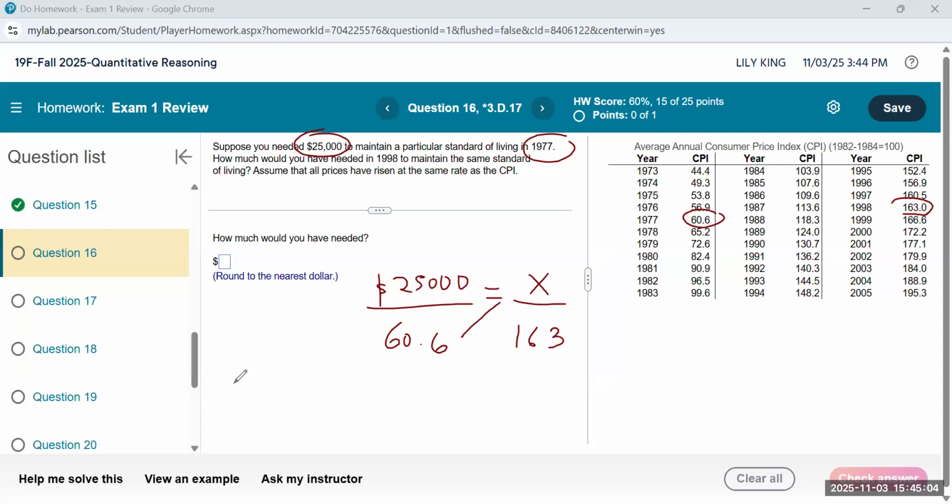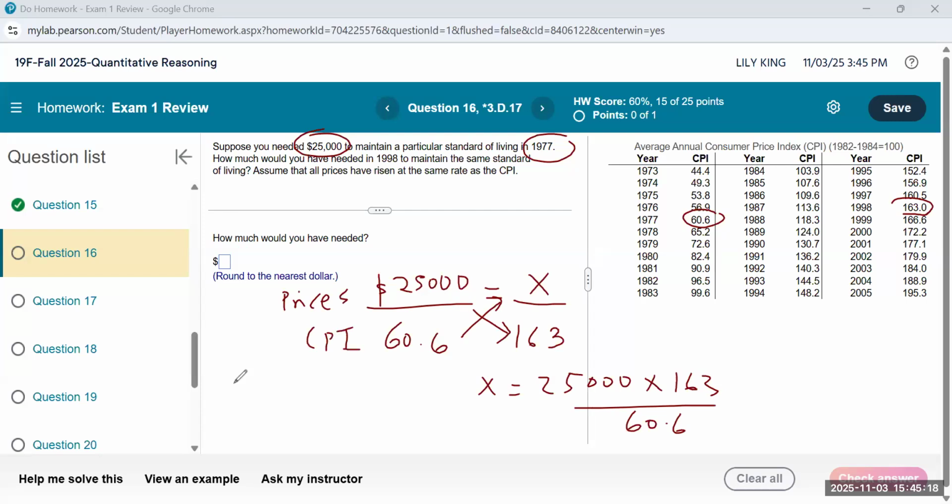And again, to solve for X, we apply cross product. 25,000 times 163, divide that by 60.6. So these are the prices on top, and we have the CPI at the bottom. This is 1977 information, and on the right side of the equal sign is the information for the year 1998. And solving for X, rounding to the nearest dollar as instructed, this is 67,244.